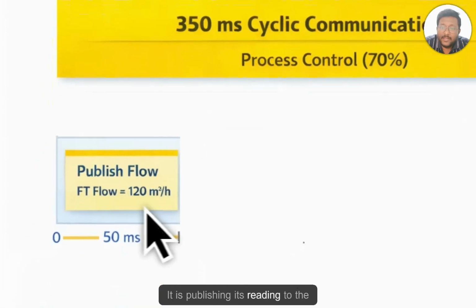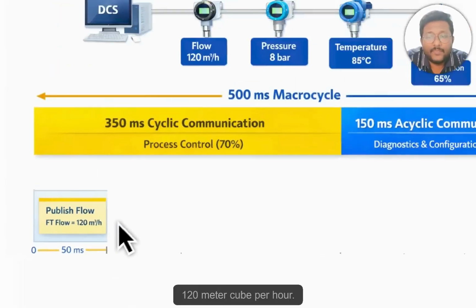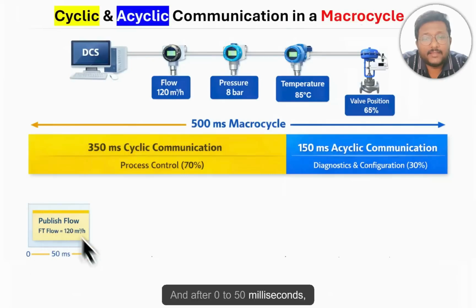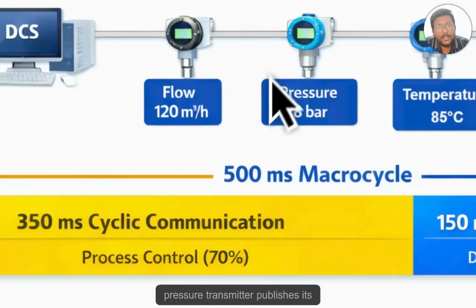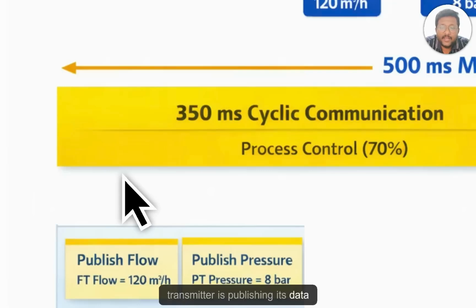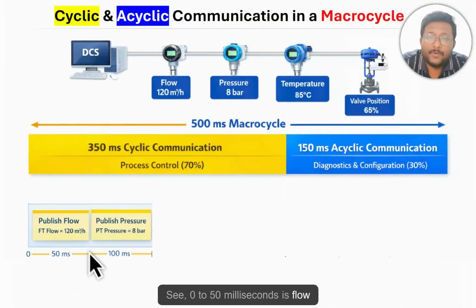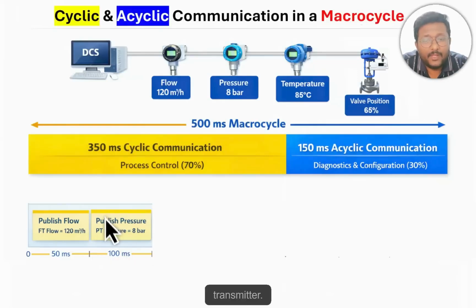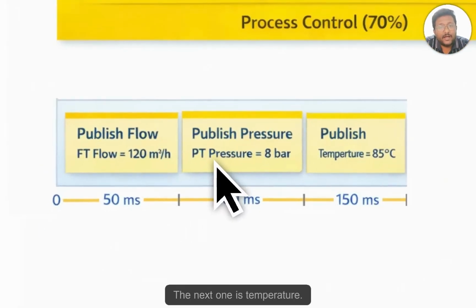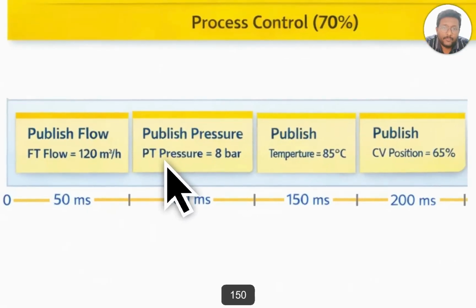It is publishing its reading to the communication bus. See, 120 meter cube per hour. And after 0 to 50 milliseconds, the pressure transmitter publishes its data to the communication bus. See, 0 to 50 milliseconds is the flow transmitter, 50 to 100 milliseconds is the pressure transmitter. The next one is temperature, 100 to 150 milliseconds. And the next one is the control valve, 150 to 200 milliseconds.